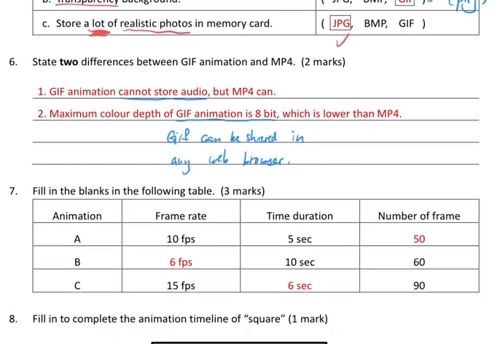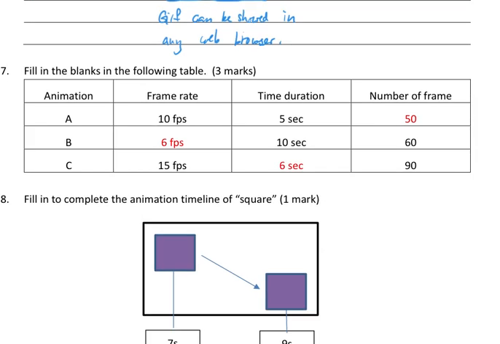Question 7 is we will try to convert between the frame rate, time duration, and number of frames. For question A, if the frame rate is 10 and the duration is 5, the number of frames should be 10 times 5. Then for the second, the frame rate is always found by the number of frames divided by the time duration. And the last one, the time duration can be found by the number of frames divided by the frame rate.